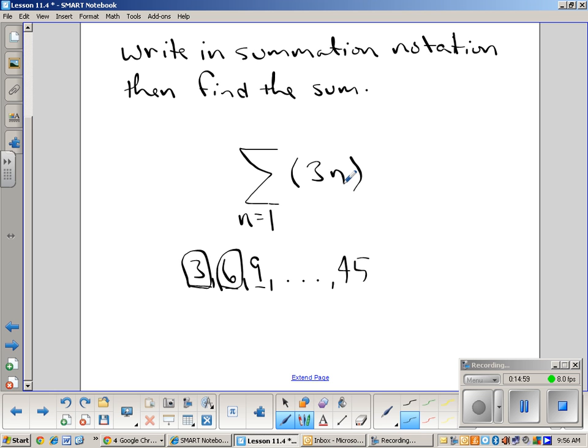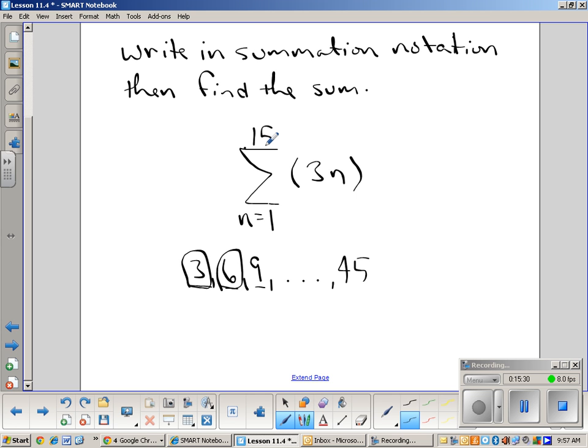Now, we need to know how far we're going. What goes up there? Well, what would n have to be to give me 45? 15. And so n has to be all the terms from 1 to 15 of the sequence 3n. So that is my summation notation form of writing this series.